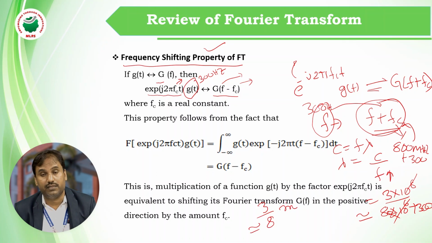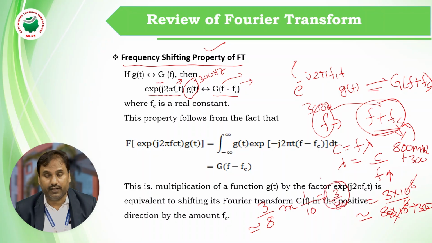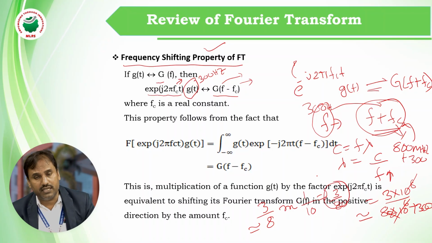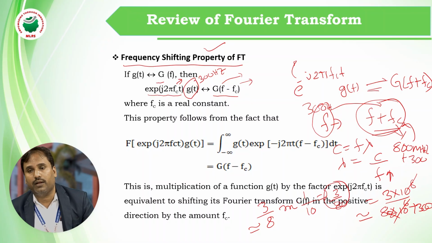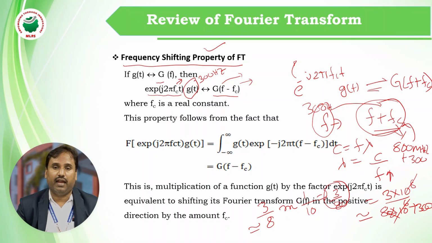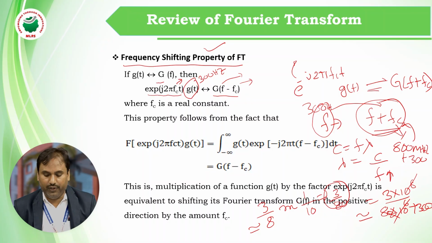3 by 8 meters is very small. Again, you need to take 1 by 10, so it is 3 by 80. 3 by 8 is a very small value. So in this case, you can reduce the physical dimensions of the antenna using modulation.